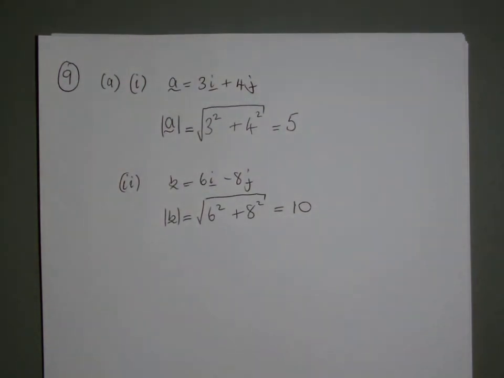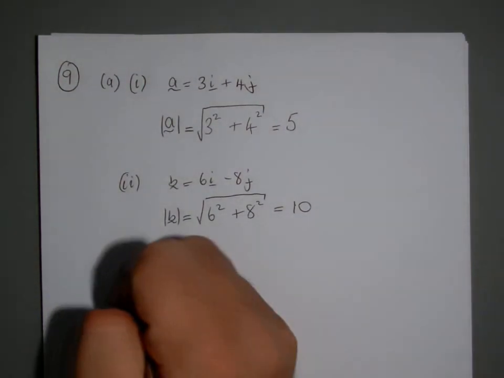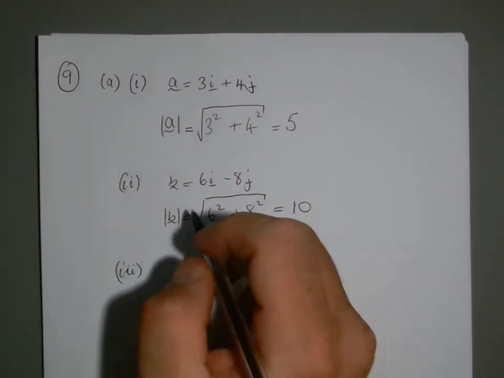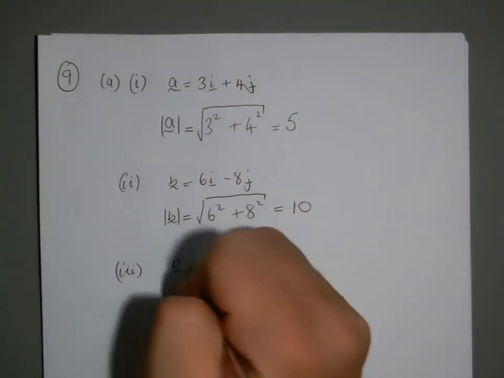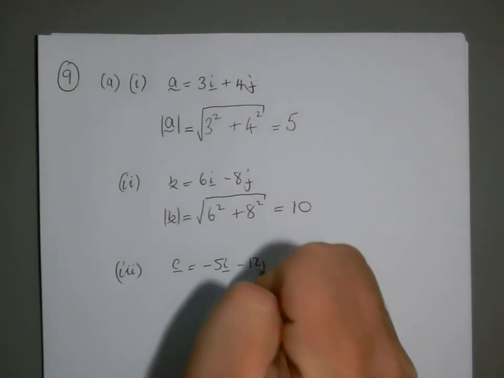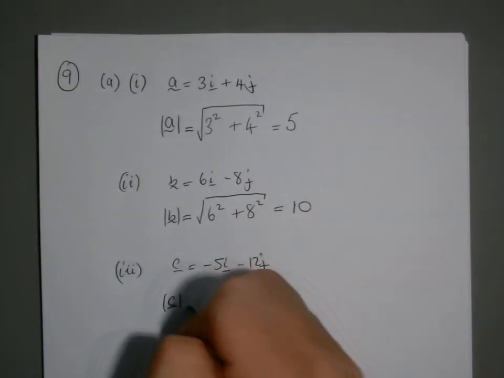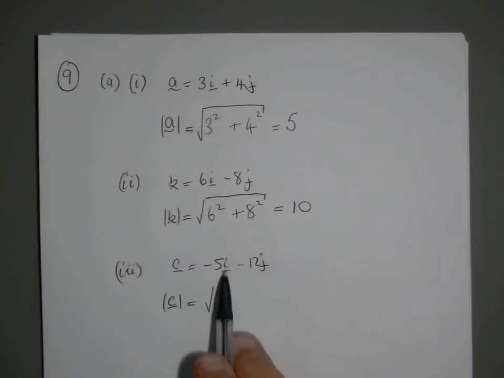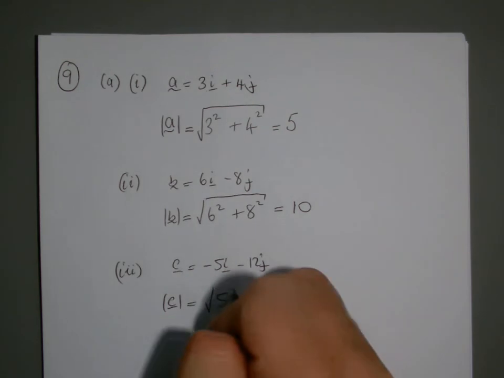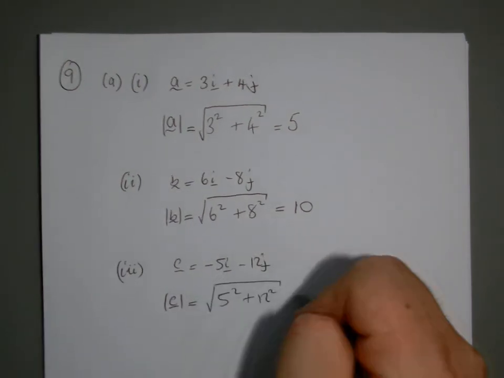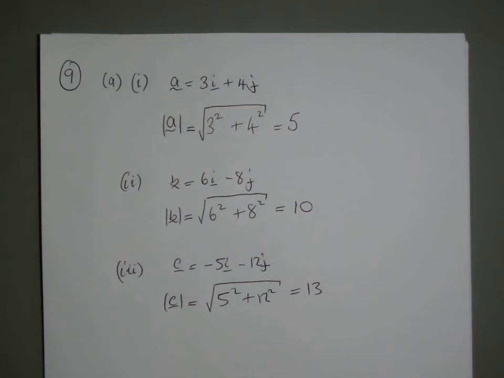Okay, the third one. What have we got here? c equals minus 5i minus 12j. Again, the magnitude of this: you're going back 5 and then down 12. So think of that triangle there. It'll be 5 squared plus 12 squared. That comes out nicely again, to be 13. They won't always come out nice. Sometimes they'll come out as a surd. You just leave them as a surd. You don't have to write it as a decimal and round it. You could just write it as a surd if it comes out like that.